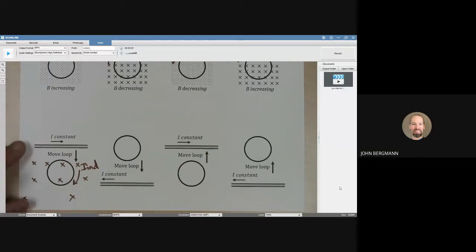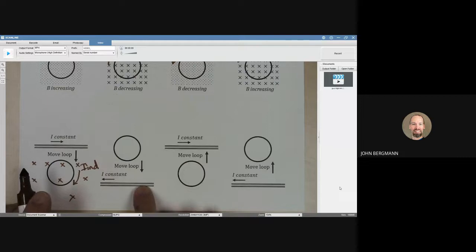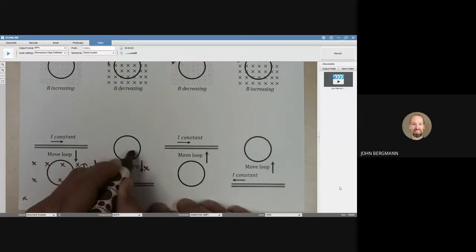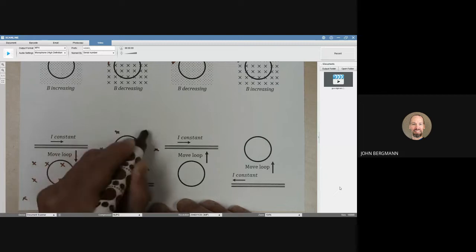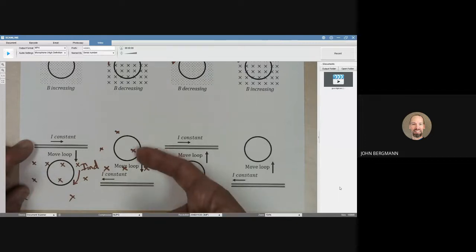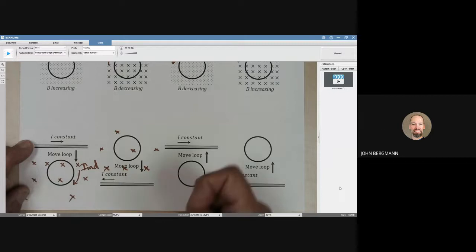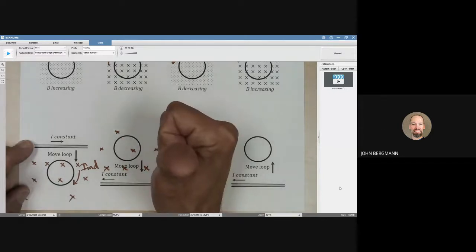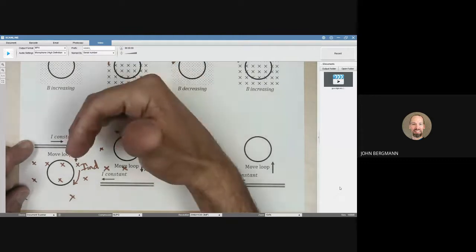How about this one? We're moving the loop towards. Now here, on this side, isn't it true? Field lines are pointing into the page. And as we move the loop closer, there's going to be more into the page flux. We're going to fight that with our thumb. We don't like more into the page flux. We like it as it was before, so counterclockwise.